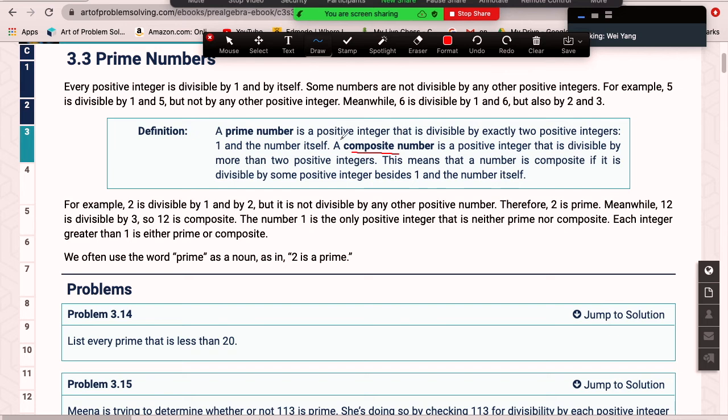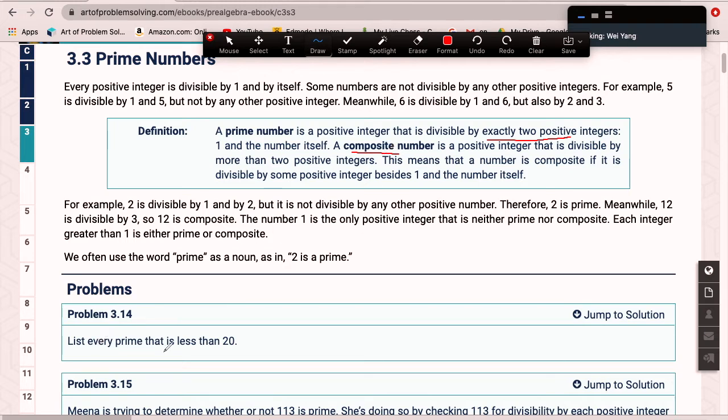A prime number is a positive integer that's only divisible by 1 and itself. Exactly 2 numbers can divide a prime number: 1 and itself. Then a composite number is divisible not only by 1 and itself, but also by other numbers. Now let's see.